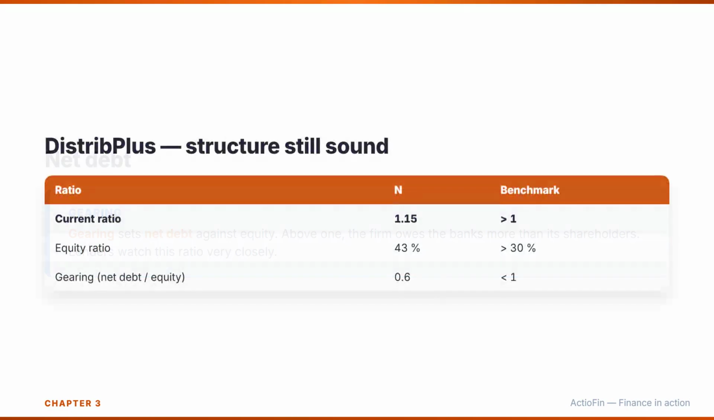Good news for DistribPlus, its structure holds. The current ratio is above 1. The equity ratio reaches 43%, well above the prudent threshold. Gearing stays under 1. The underlying strength offsets, for now, the falling profitability.